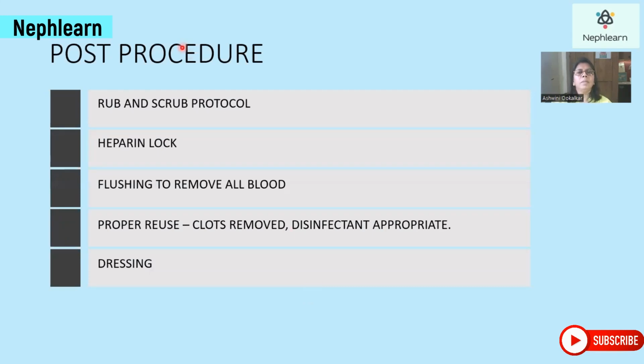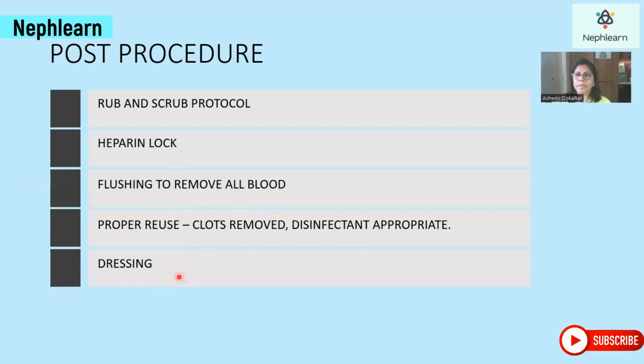Post-procedure, again, the rub and scrub protocol is very important, and a heparin lock. Here, many people make a mistake and just put a standard 2 ml or 3 ml into the catheters. But each catheter has the volume written on it, and one must see that volume and accordingly put in the heparin lock. So it may be 1.8 ml, 1.9 ml, 2.8 ml, and so on and so forth. One must remember to flush with saline to remove all blood, and proper reuse of the dialyzer must be done.